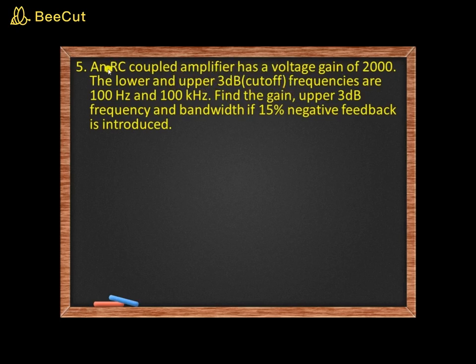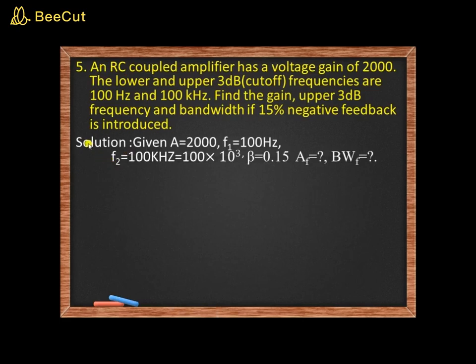Okay, so now let us collect the data that they are given in this problem. So first they are given the voltage gain of the amplifier as 2000, that is A is equal to 2000. Lower and upper cutoff frequencies, that is F1 and F2. F1 is 100 Hz and F2 is 100 kHz. 100 kHz can be written as 100 into 10 power 3 Hz. So find the gain, that is AF, and upper 3 dB frequency, that is F2, and bandwidth if 15% negative feedback is introduced.